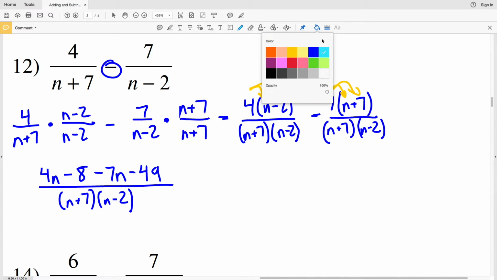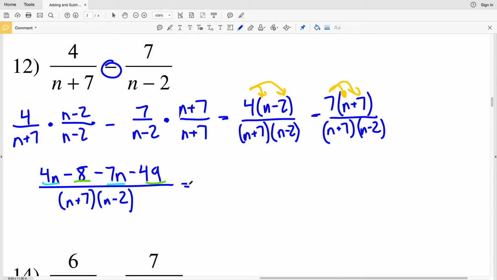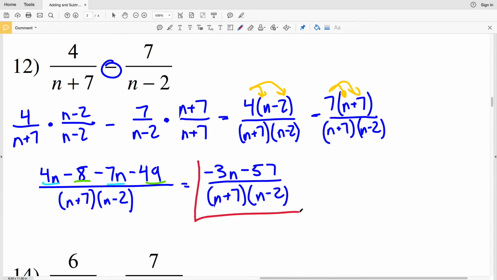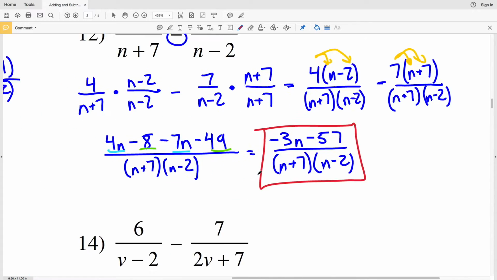Now I'll combine my like terms, combining 4n with 7n and combining 8 with 49. 4n minus 7n is negative 3n, and then negative 8 plus negative 49 will give us a negative 57. So then I'll subtract 57 from that negative 3n, and that's all over n plus 7 times n minus 2. And that's my solution in number 12.